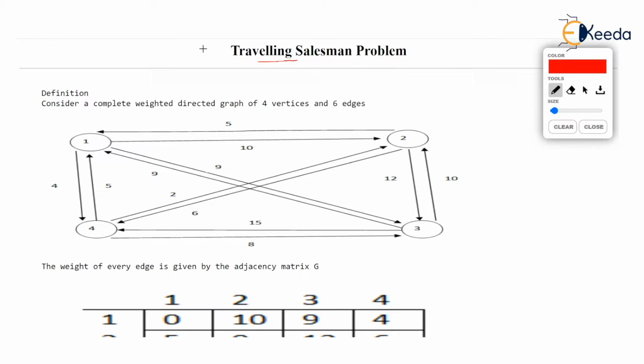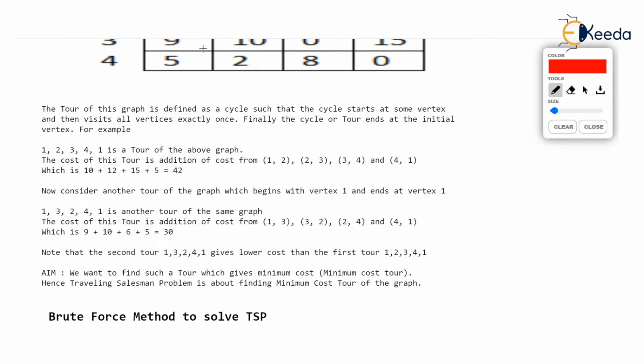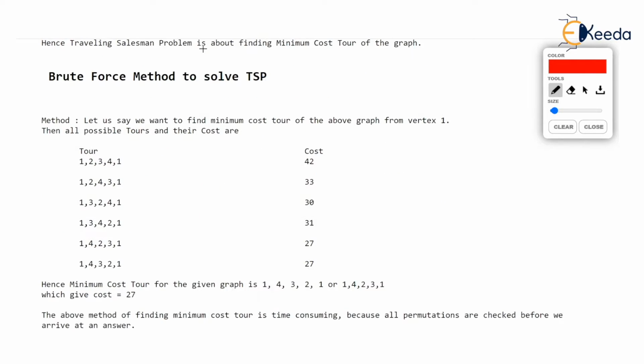Well, in the earlier video, in the first video, we saw what the problem is on a complete weighted directed graph, and we saw how difficult the problem is to solve if you want to find the minimum cost tour of the graph. Now, the minimum cost tour of the graph, which begins with 1 and ends with 1, using the brute force method, was found as these two tours are the best tours which give you a minimum cost of 27. But only with 4 vertices.